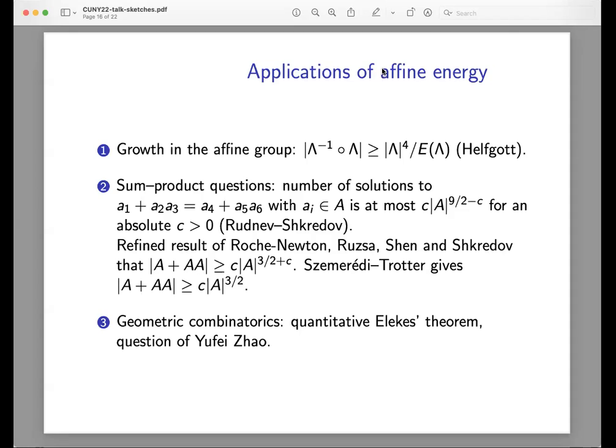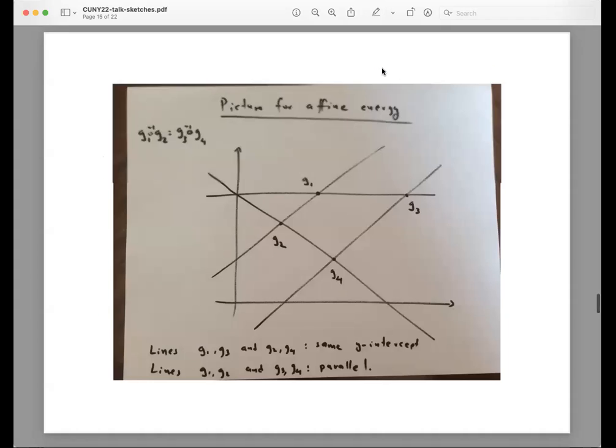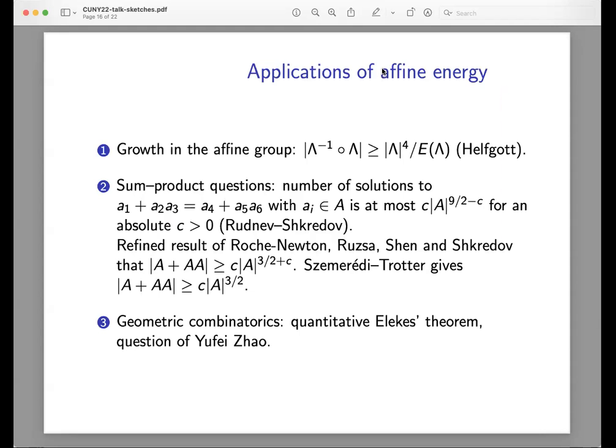So I have introduced this concept and given you a geometric way to visualize it. Here, lambda gives points on the plane, and you try to find how many configurations there are like the one I described, so that two of the lines pass through the same y-intercept, and the other two are parallel. That's the question. So why are we interested in this?